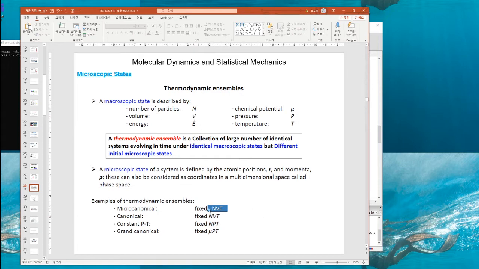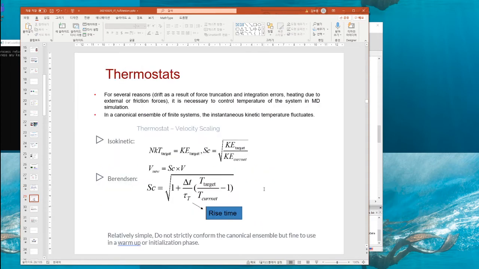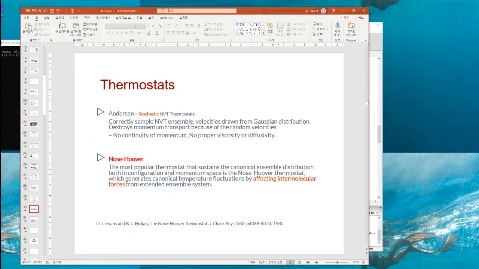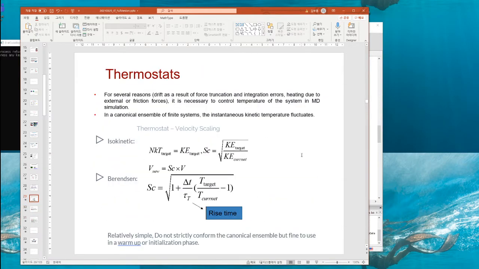So if you fix the number of molecules, volume, and energy, it becomes NVE, and it's microcanonical. And NVT is where you fix the number of molecules, the volume, and the temperature. Okay. So it's essential to control the temperature of the system. After I explain this, I will show you how the isokinetic and Berendsen velocity scaling thermostats, the stochastic thermostat, and the Nosé-Hoover thermostat behave, because I have an example code in my hand.